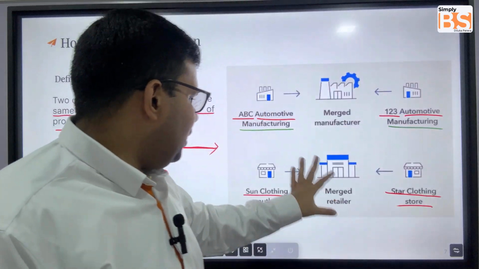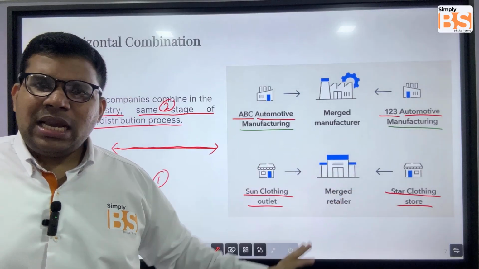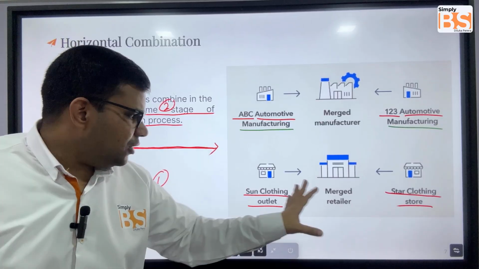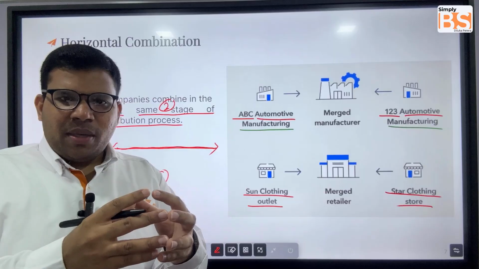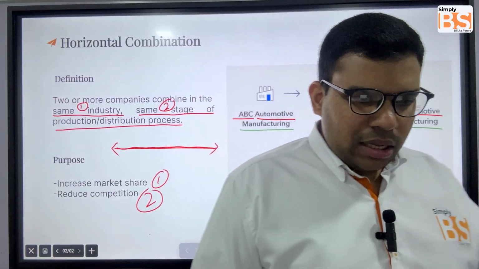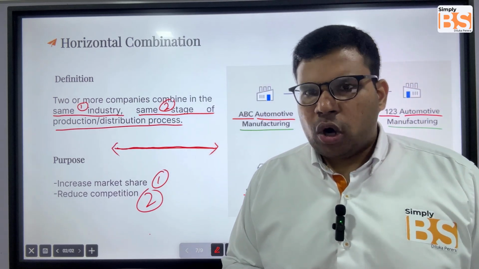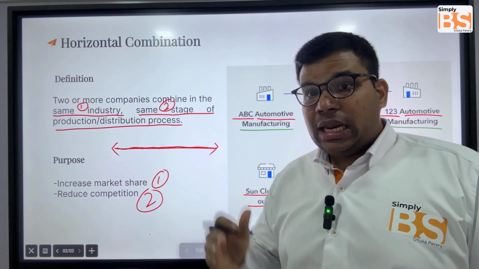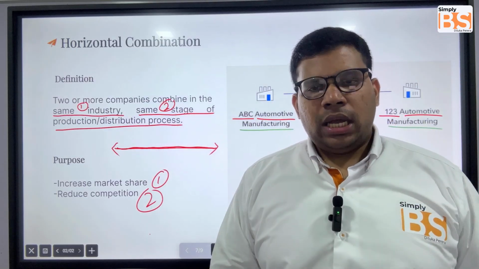As an example, Sun Clothing and Star Clothing have separate retail outlets or clothing stores, but the same industry. So these two might have been competitors. If Star Clothing and Sun Clothing get together, that will reduce the competition. So these are the two main purposes why horizontal combinations occur. I just want you to keep this horizontal direction in your mind, which emphasizes the combination between same level companies.